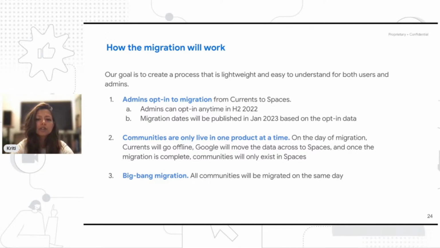As I mentioned earlier, communities will only live in one product at a time. So on the day of migration, all the communities, the posts, and all the data will be migrated over to Spaces. Once the migration is complete, Currents is offline. Even on the day of migration, Currents effectively becomes offline for your domain. Users, instead of going to Currents, would now go to Spaces to access the same communities and continue the conversation across those communities.